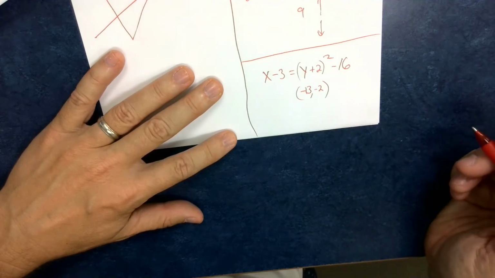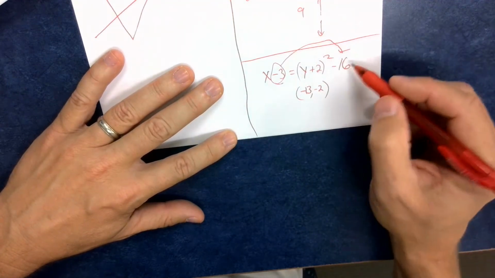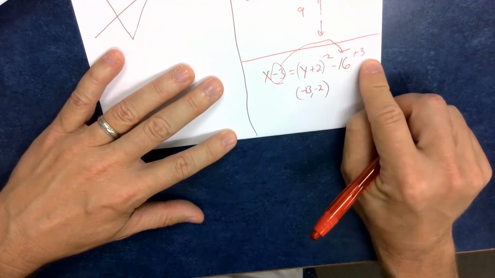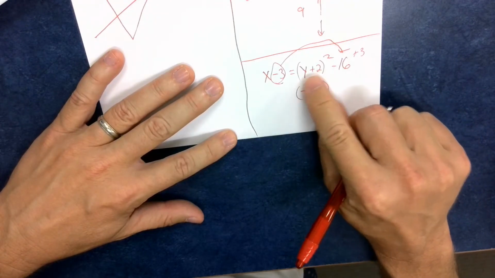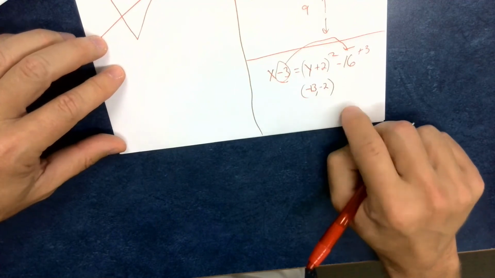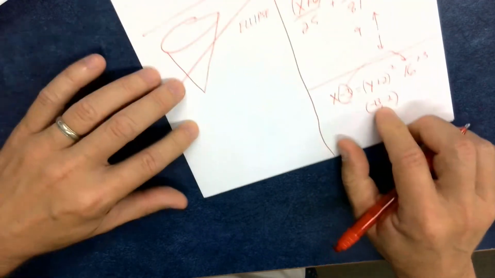Well, the only way I can get this in vertex form is to move that thing over to here. So if I add 3 to that constant, that gives me the negative 13. That's the x-coordinate. And the y-coordinate's always the opposite of that number, so that's negative 2. So being able to adjust equations to get them to work the way they do, okay?